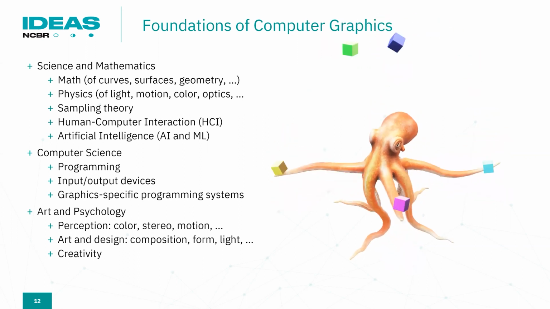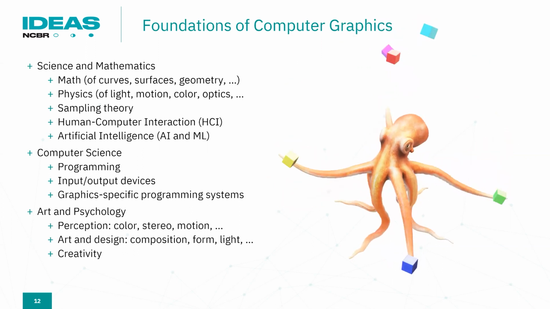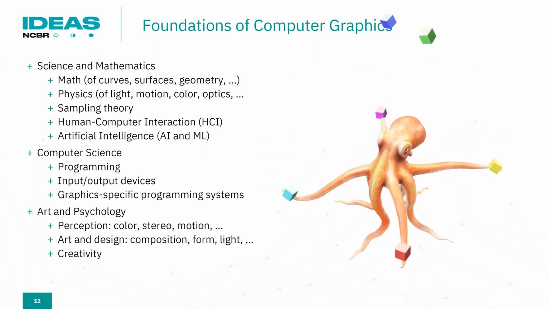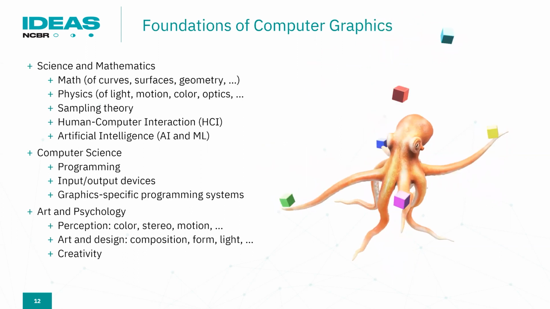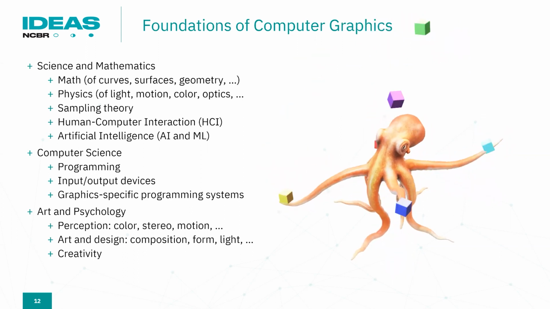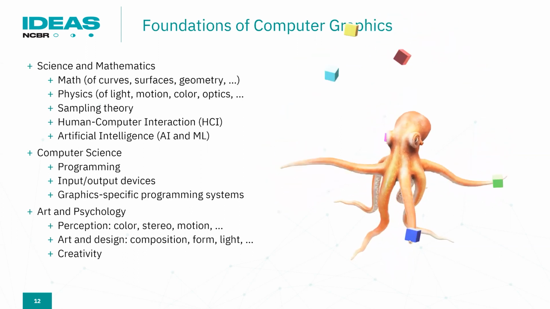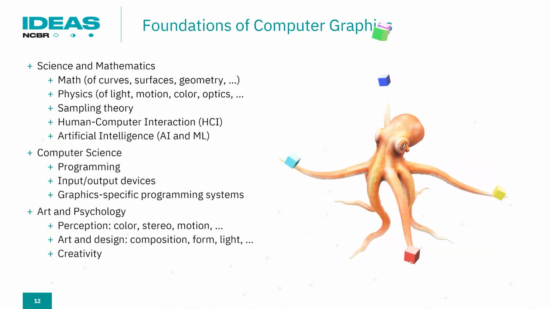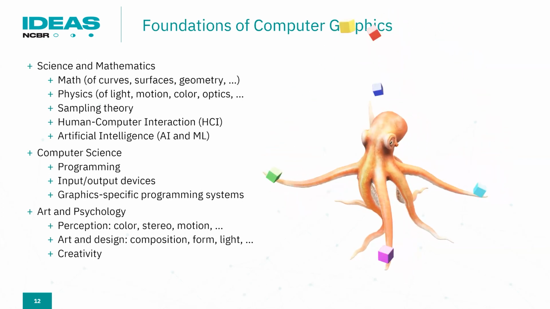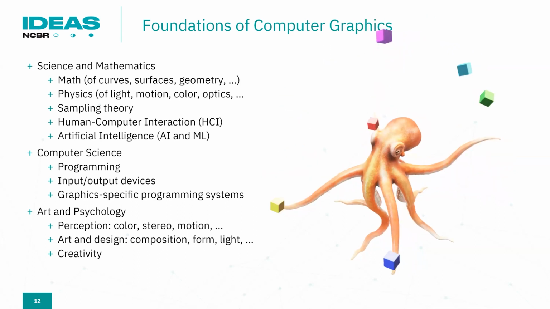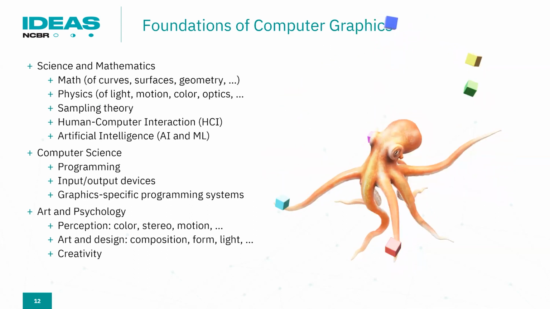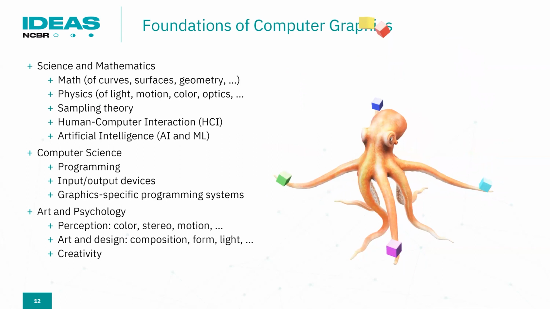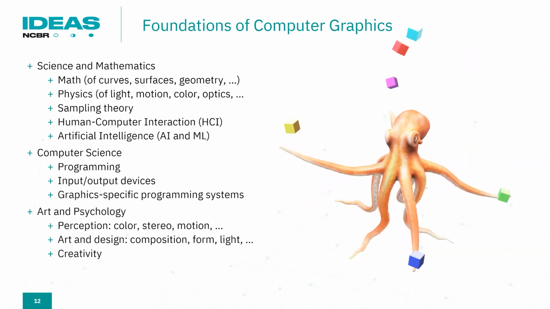Perception of visual information is a part of graphics. We often use knowledge from the psychology of perception of color, stereo, and motion in order to create realistic-looking imagery in graphics. And of course, we also work with art and design, because the content we want to visualize is also important. It matters. It's a very creative field.